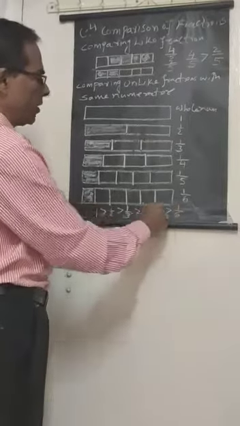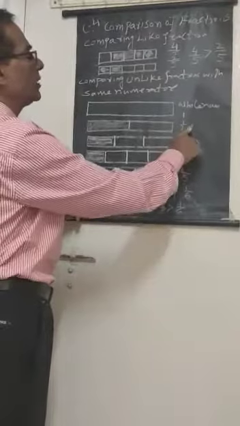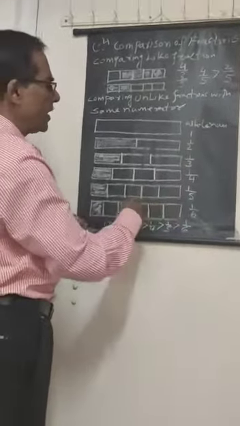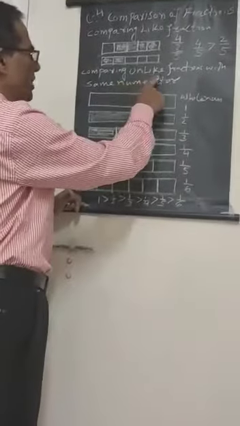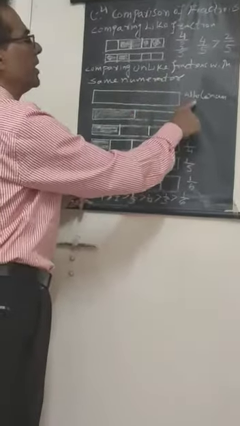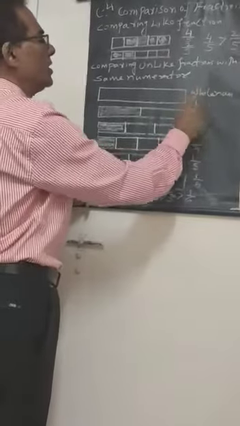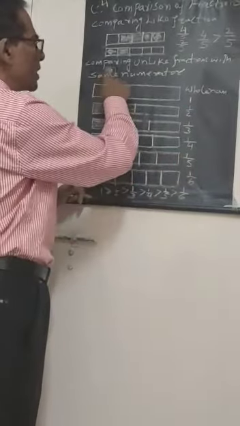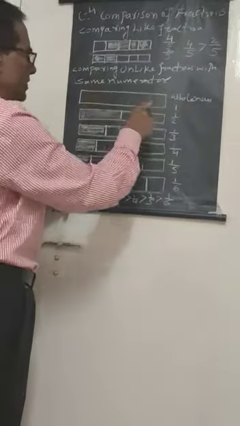So this is also a kind of comparison, and here all the denominators are different, so they are unlike fractions. Unlike fractions with the same numerator. See, all the numerators are now the same. So like this we will compare unlike fractions with the same numerator.